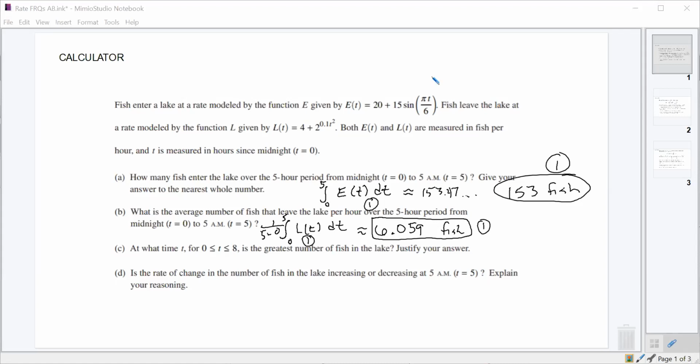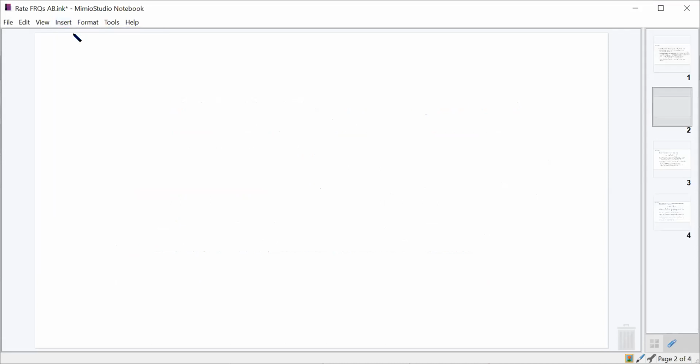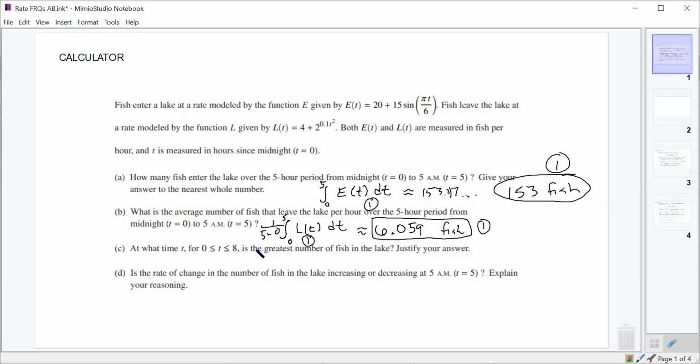All right. Part C. Now, part C is asking us when between t equals 0 and t equals 8 do we have the greatest number of fish in the lake, and we have to justify our answer. And anytime it says justify your answer, make sure you've got some sort of justification. Otherwise, there's definitely a point associated with your justification. So make sure you do that. So we got to think about this a little bit.